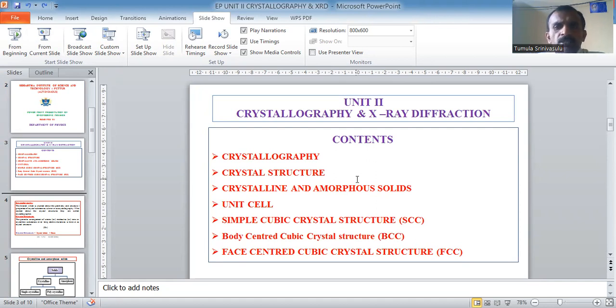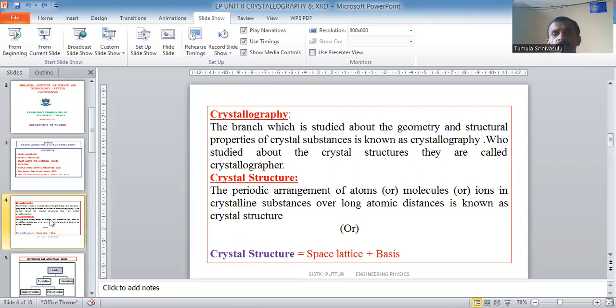In this crystallography, we are going to cover what is crystallography, what is crystal structure, crystalline solids and amorphous solids, definitions of unit cell and simple cubic crystal structure, body-centered cubic crystal structure, face-centered cubic crystal structure. Students, in crystallography, we study the geometry and the structural properties of crystalline substances.